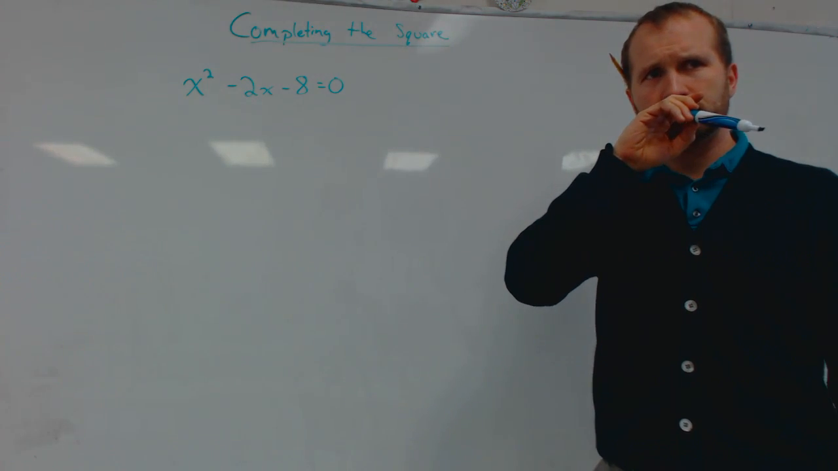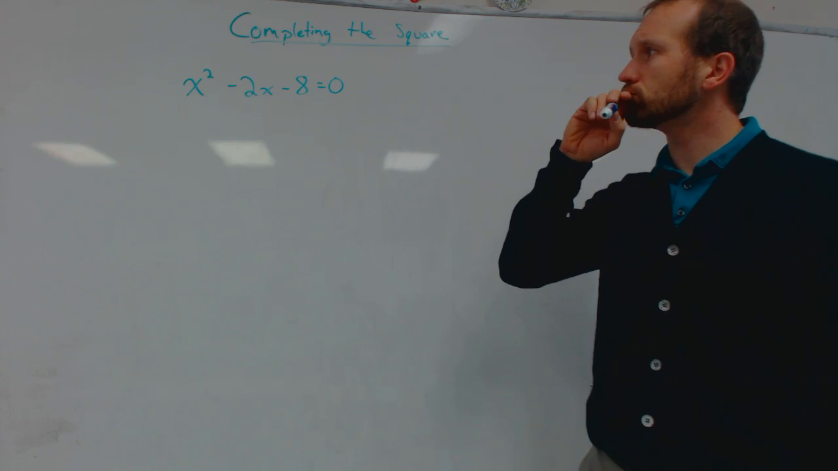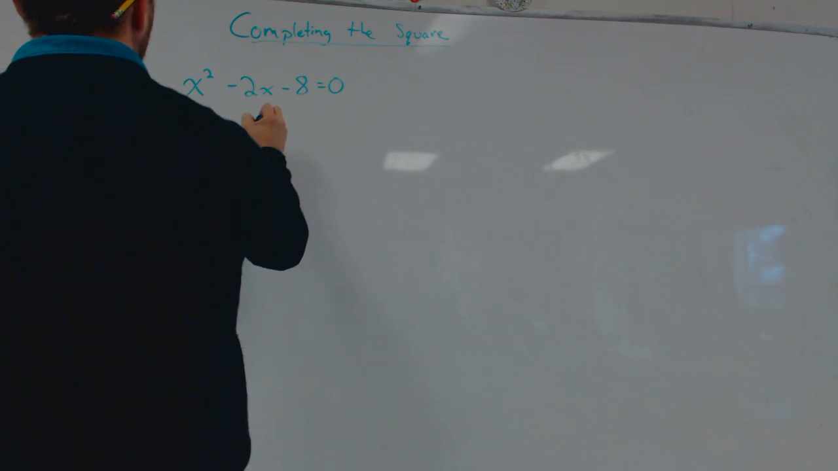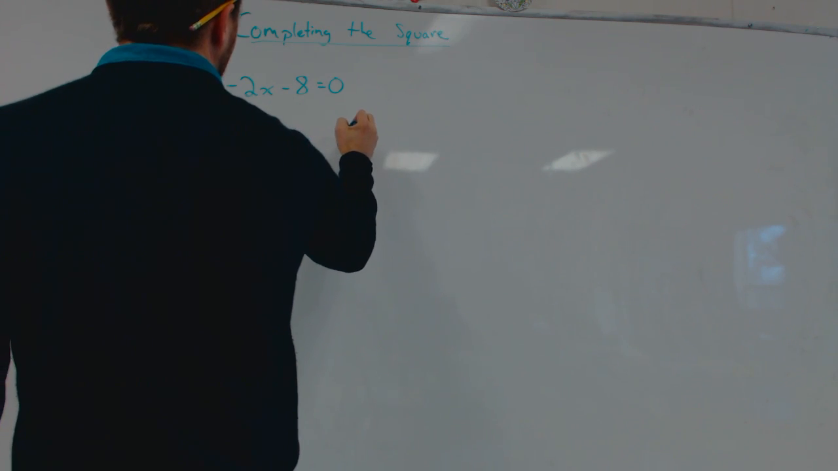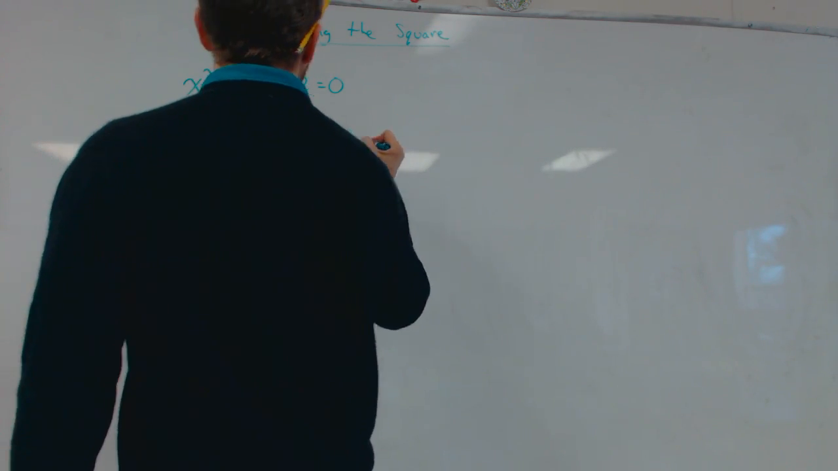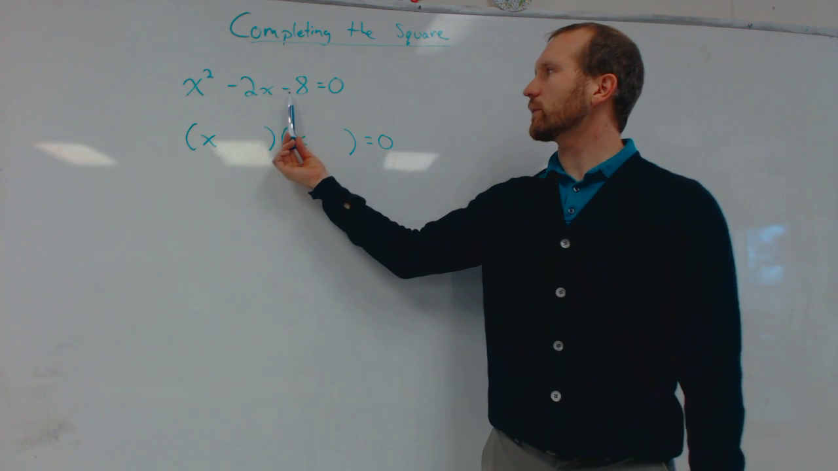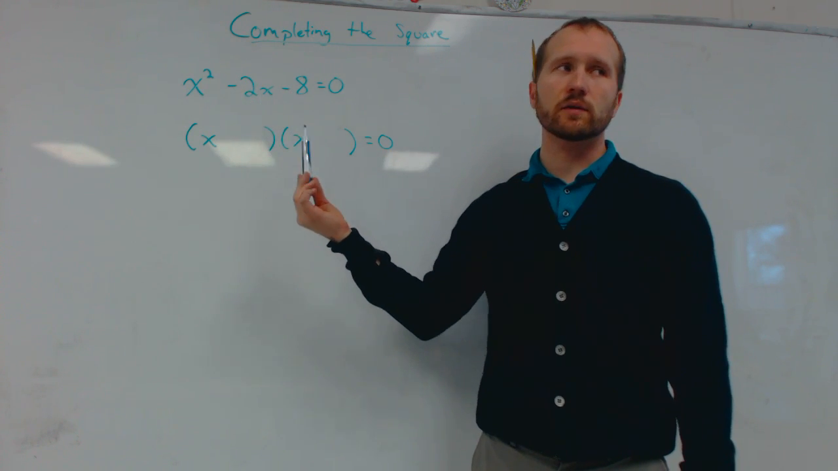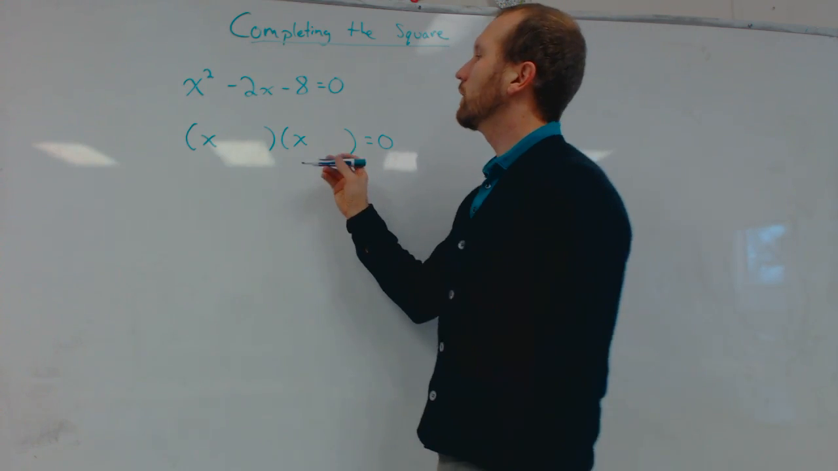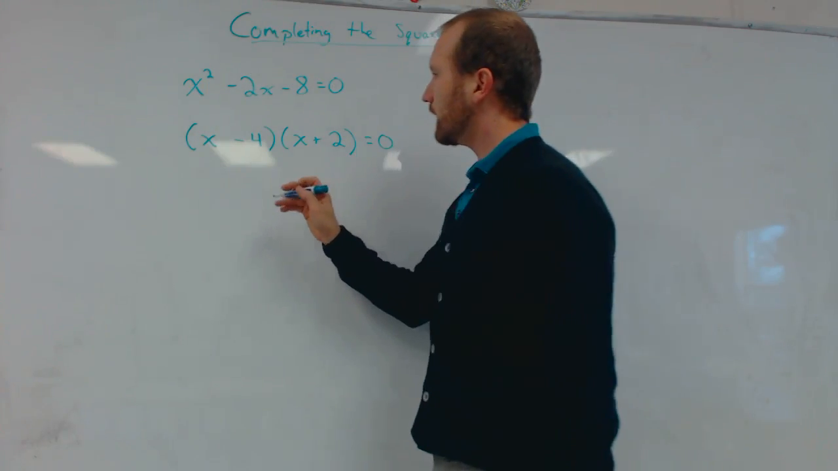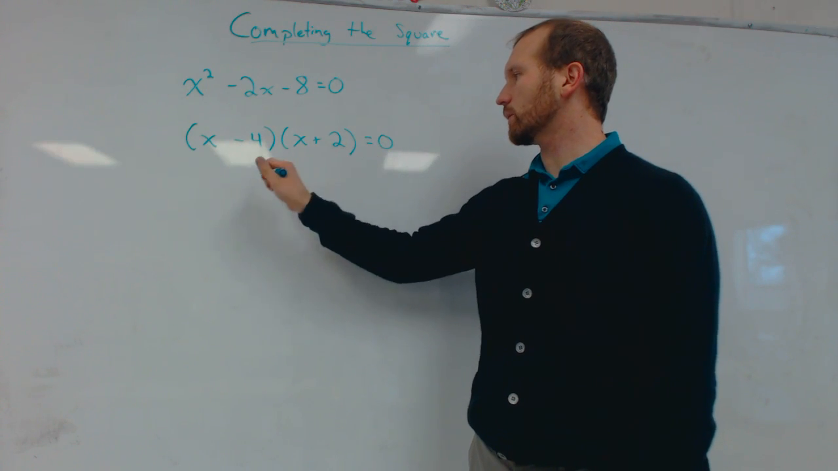I'd just split them up, like have x and x equals 0. And what would be my two factors of negative 8 that add up to negative 2? Negative 4 and a positive 2. So then I know that x minus 4 could equal 0.